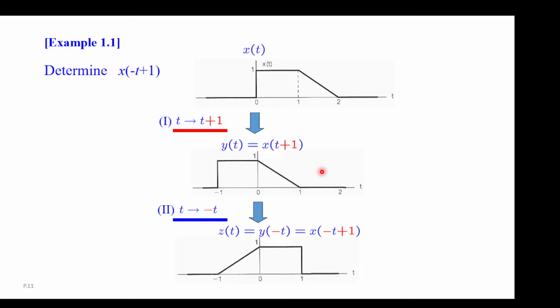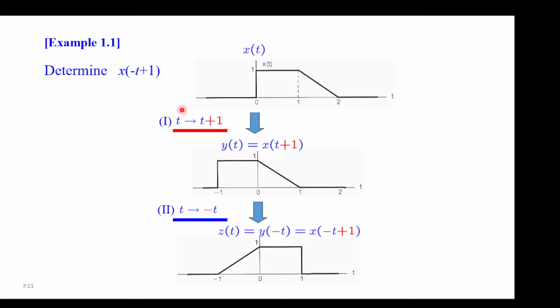Okay, so we can have a signal that's x of minus t plus 1. So we start with the signal x of t, and we try to see what x of minus t plus 1 is. You see that you need a minus sign on t, and you also need a plus 1 here. So to get this signal, we do need to do two steps.